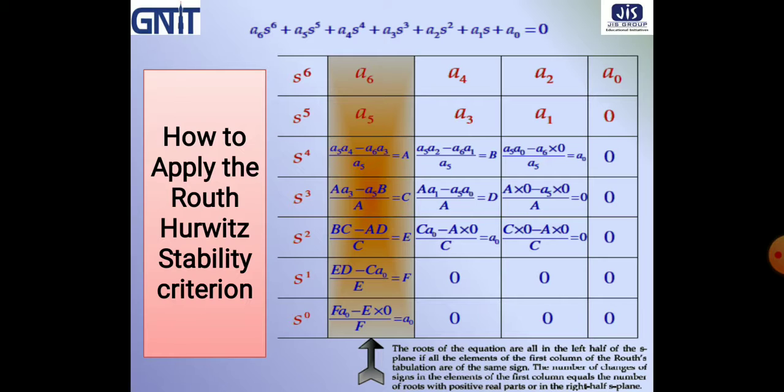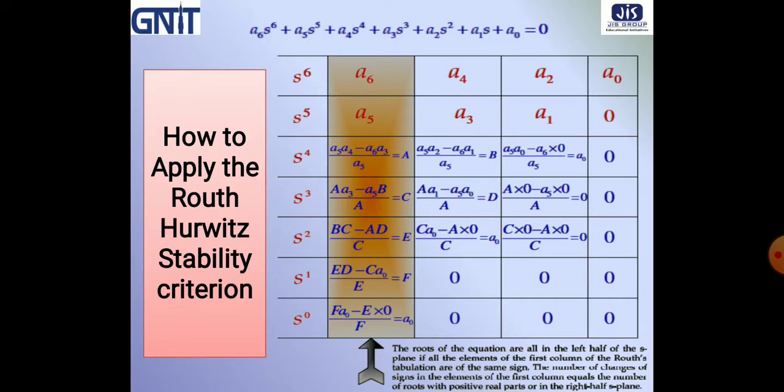Now if we want to find the value of this particular position, we have to use the formula: a5 into a2 minus a1 into a6, divided by a5. So put the value here. And for this position you have to put a5 into a0 minus 0 into a6, divided by a5. So that will result in a0. So here a0 will be there.